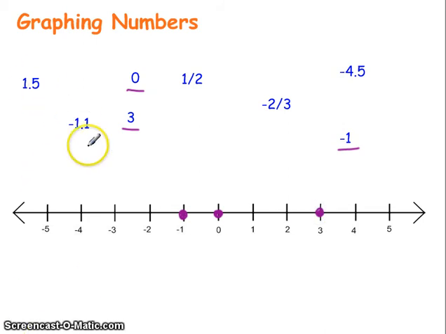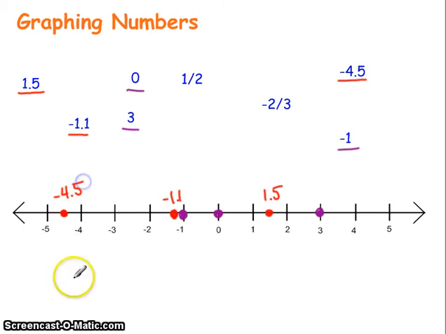Graphing fractions and decimals, the other numbers that I have on here, is a little less straightforward. For decimals, like 1.5, -1.1, and -4.5, you want to estimate based on the integer marks on the number line. So 1.5 is halfway between 1 and 2, so I would draw a point right here for 1.5, and I'm going to label that so I can remember what it is. For -1.1, I would go just past -1 in the negative direction, so a little bit closer to -2. That's -1.1. And for -4.5, that's going to be halfway between -4 and -5. So I'm estimating and labeling so I can remember what I was doing.